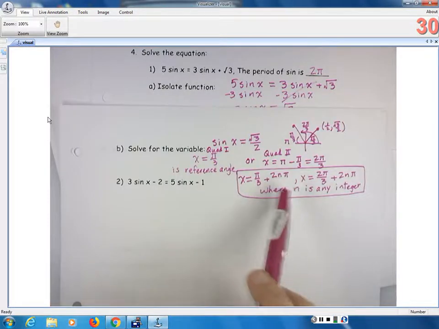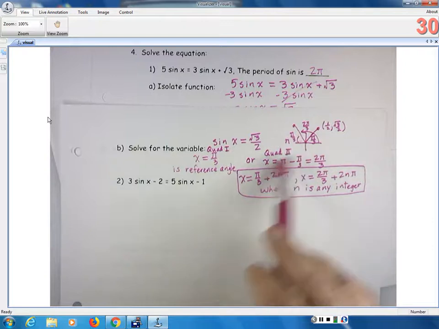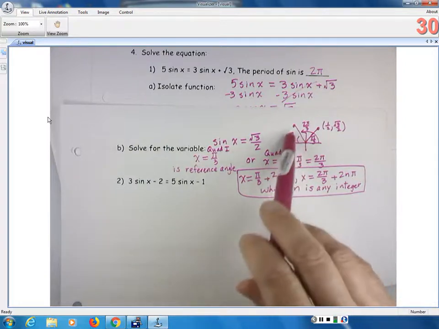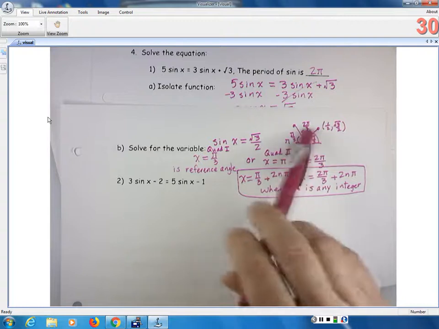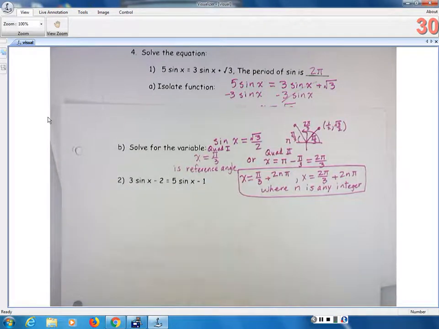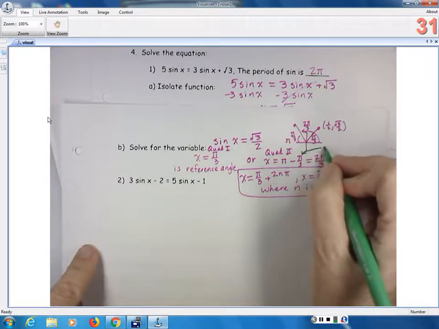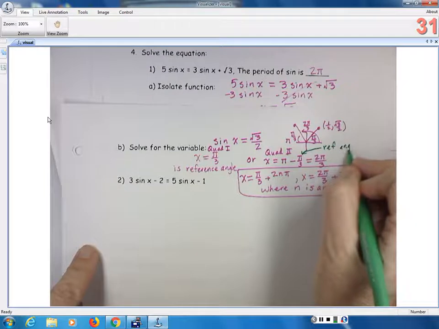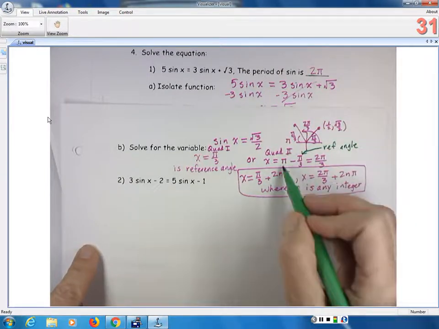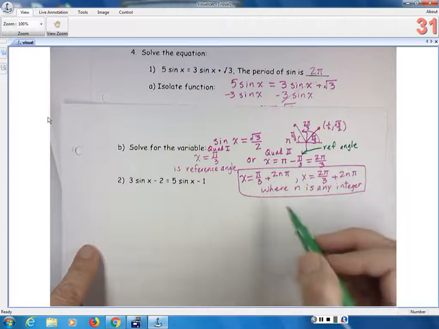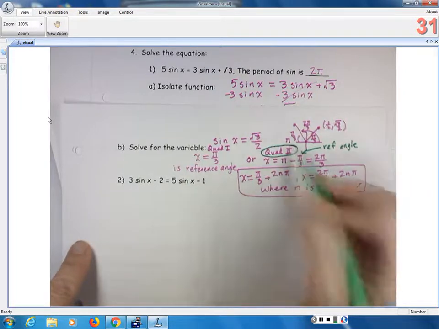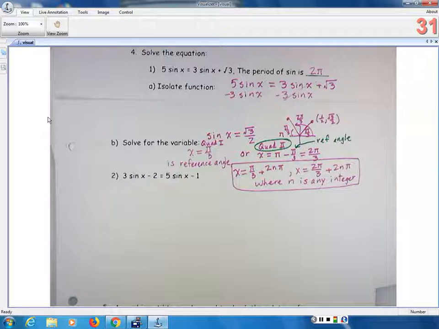So what I did is the reference angle is pi over 3 in this quadrant. So to find this big angle, you could take pi minus pi over 3. Draw a picture, it helps to find that. So there's the reference angle. And because we were in quadrant 2, I subtracted from pi to get that. Okay, so we got all those answers. An infinite number of answers.